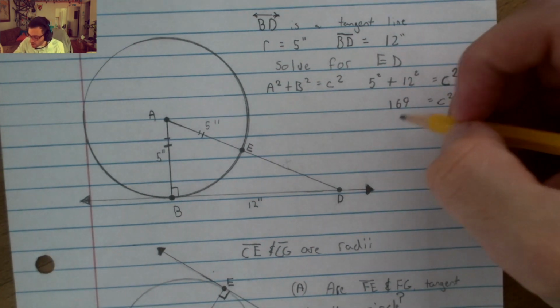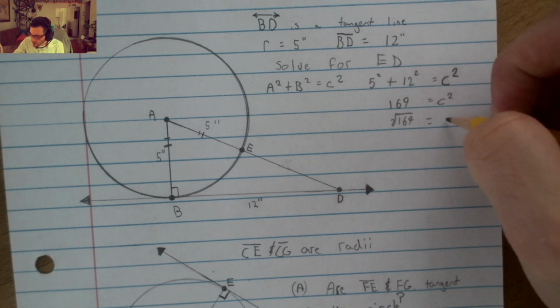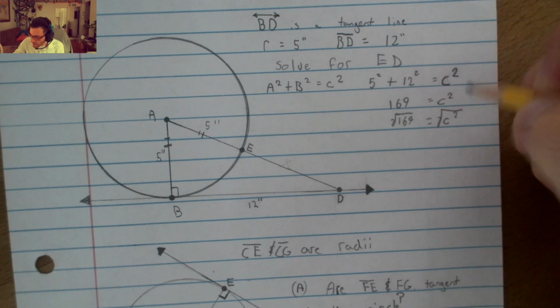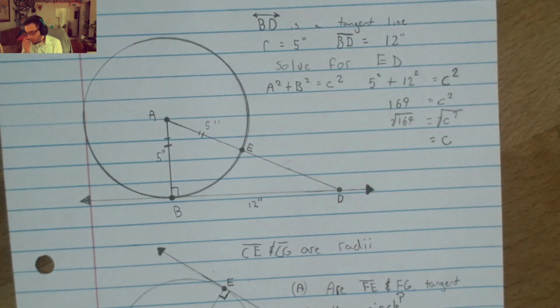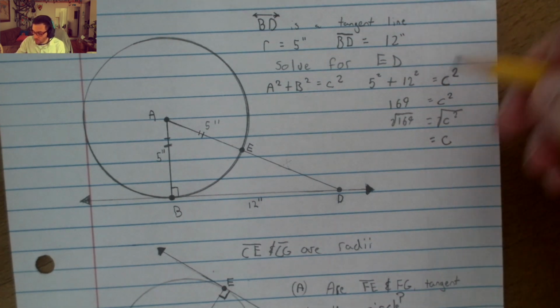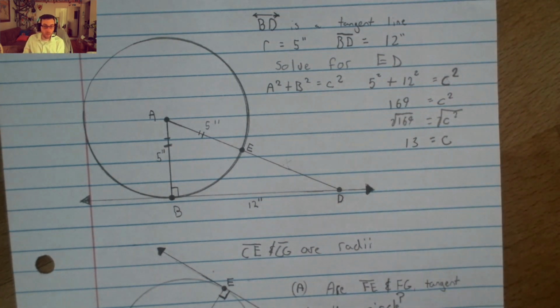The next thing that we're going to want to do is take a radical of 169 and a radical of c squared, so we can have a value of just c, or just AD. And the square root of 169 is going to be a nice and easy 13.